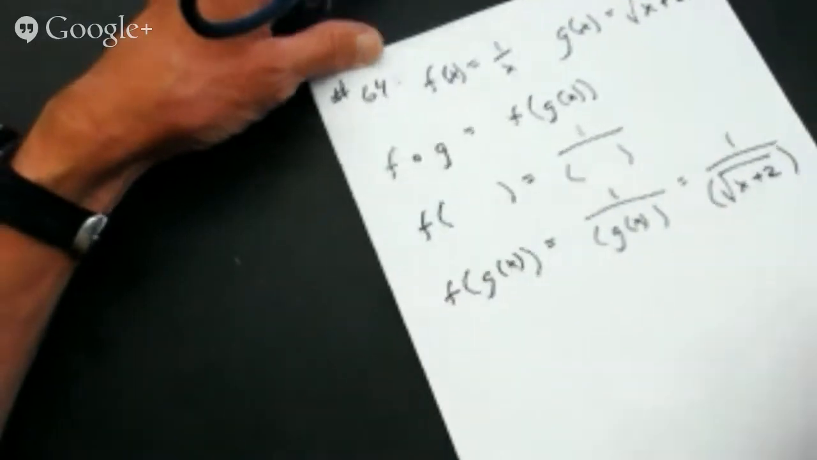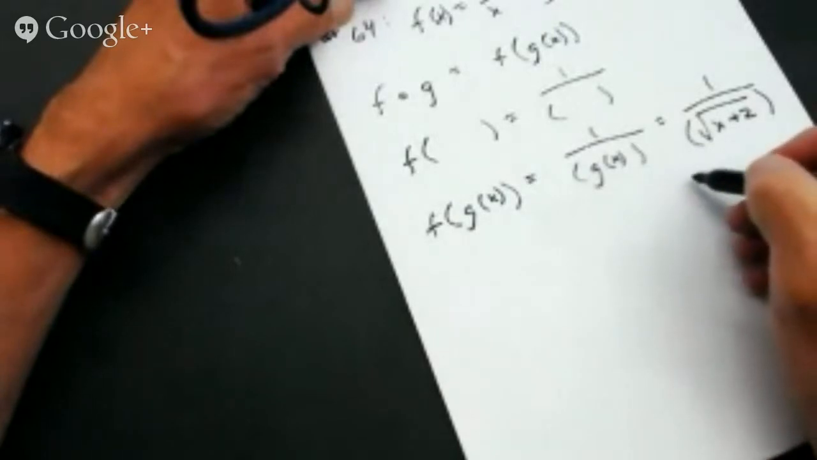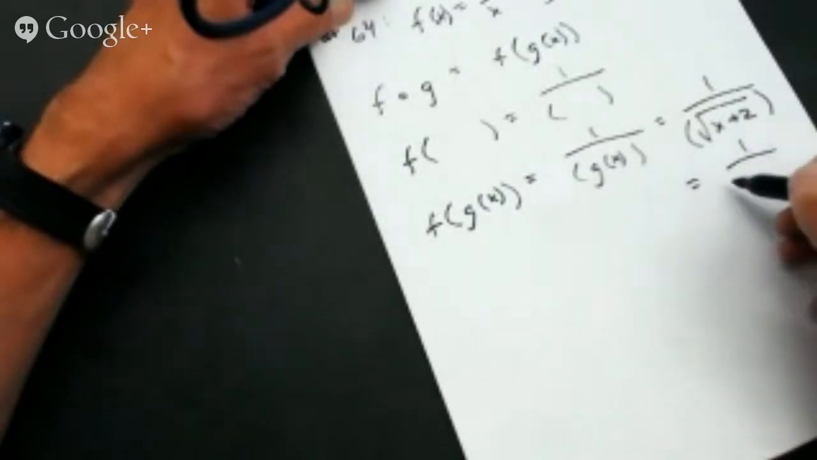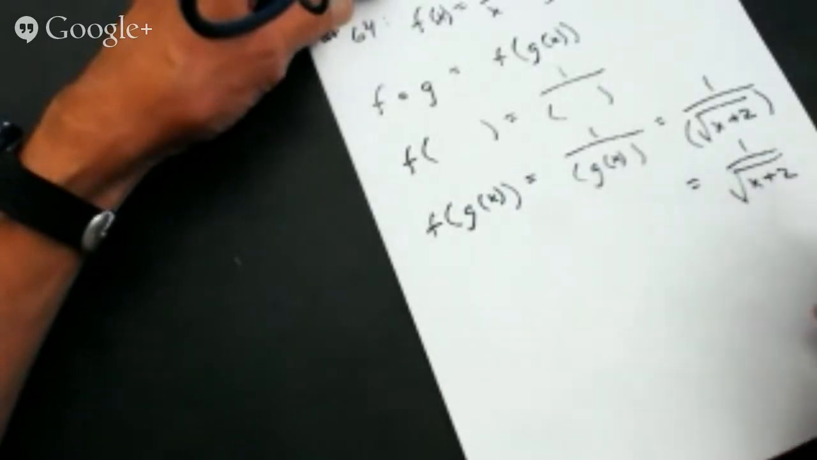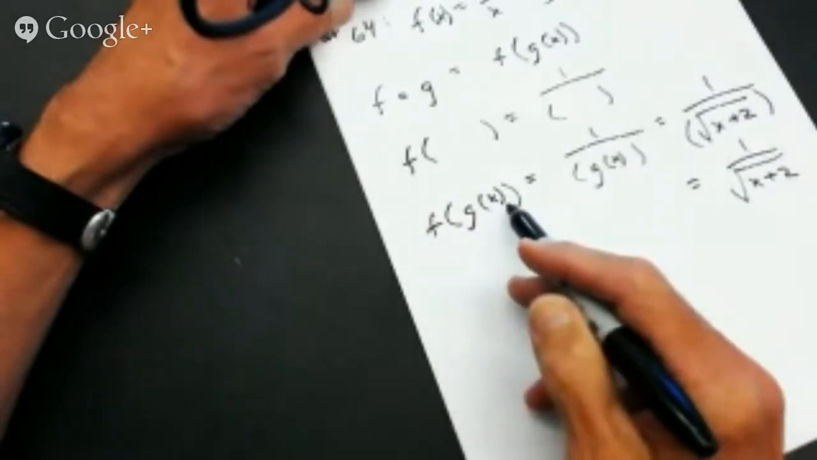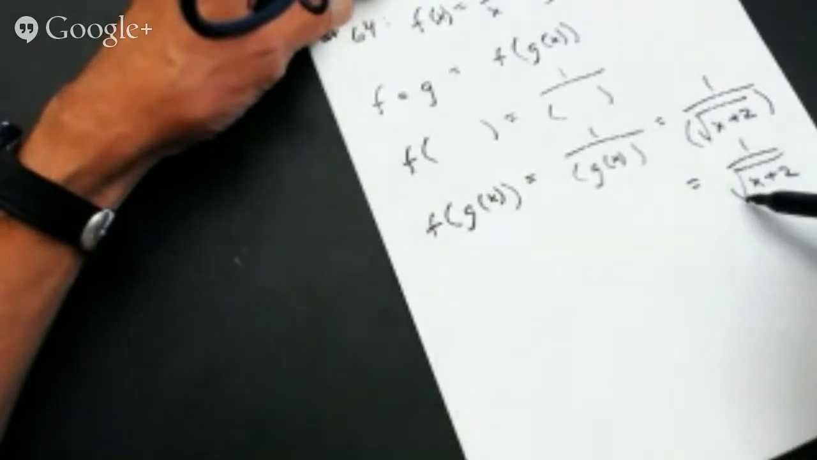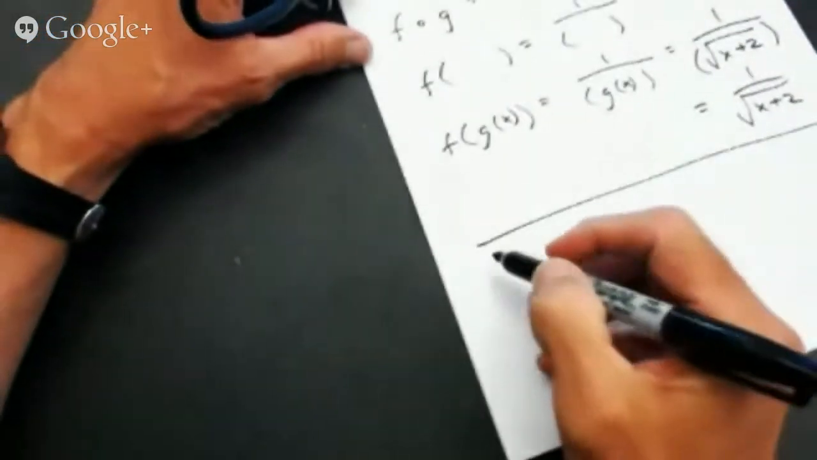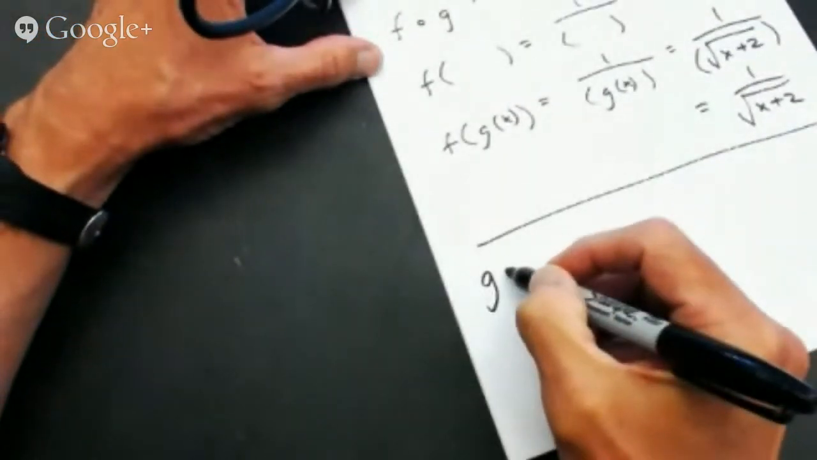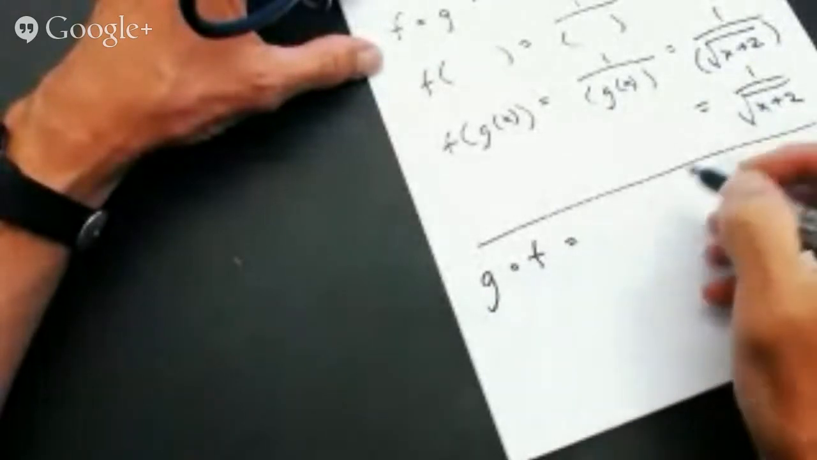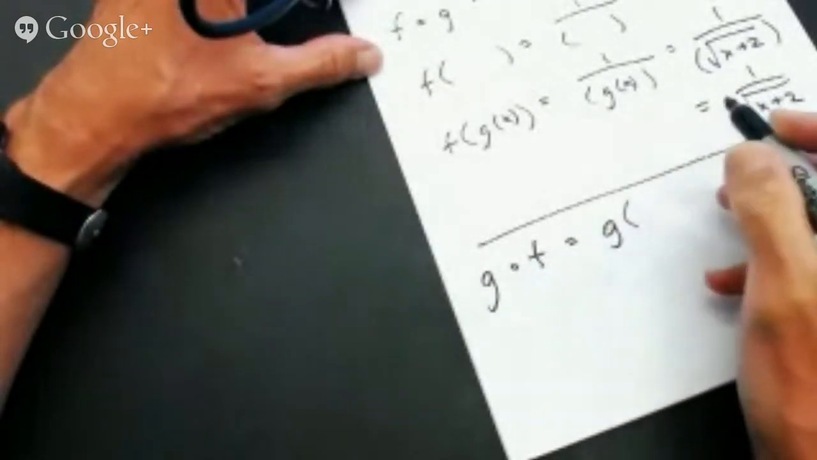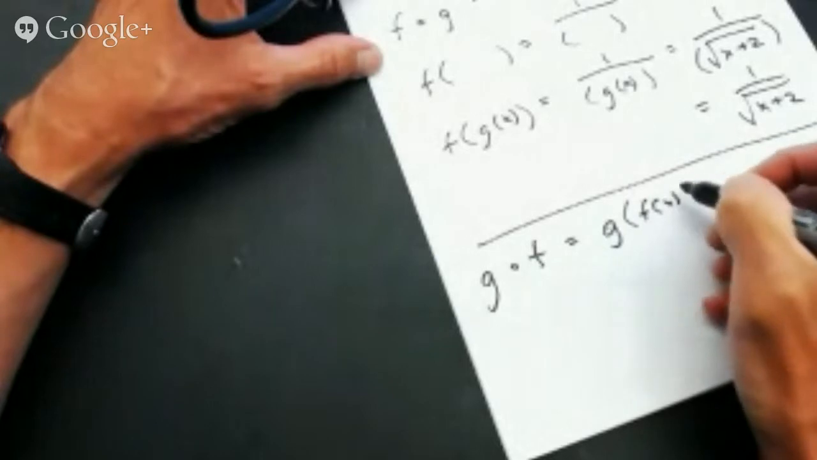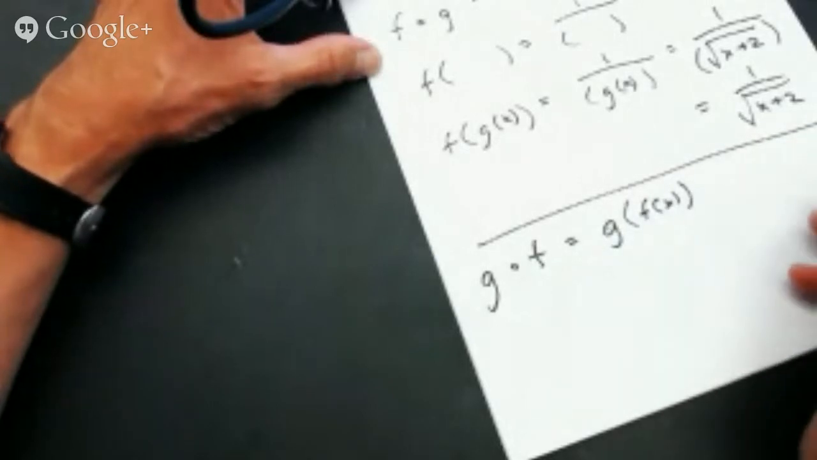All right? And then you don't really need the parentheses anymore, so you just say, well, it's 1 over the square root of x plus 2. So f of g of x is 1 over the square root of x plus 2. So that is composing f of g. We can also do it the other way around and compose g of f, which is going to be g on the outside and f on the inside this time. And we do it the same way.